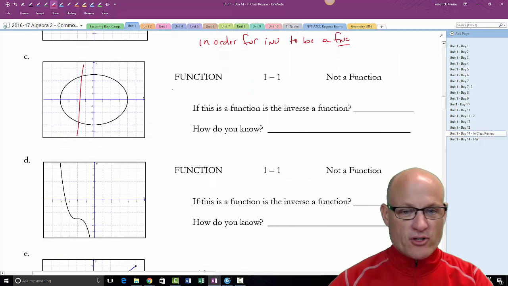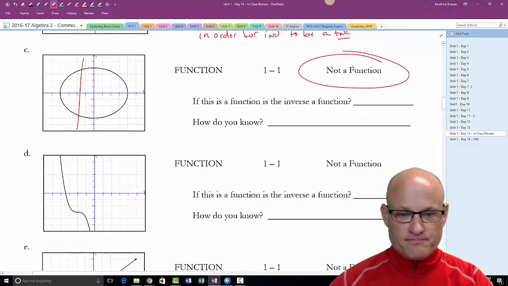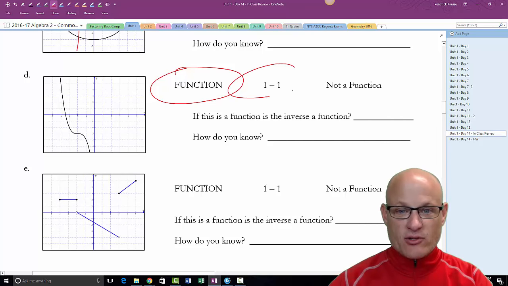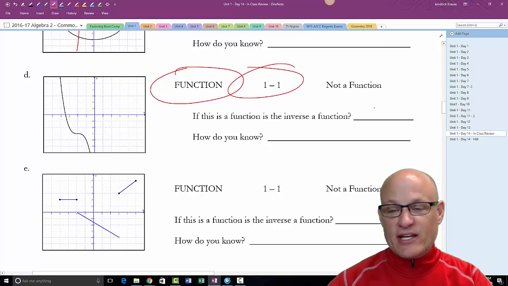Sorry about that. Fails the vertical line test, not a function. Passes the vertical line test? Yes. Passes the horizontal line test? Yes. Is the inverse a function? Yes. And then this one is simply because it is one-to-one.